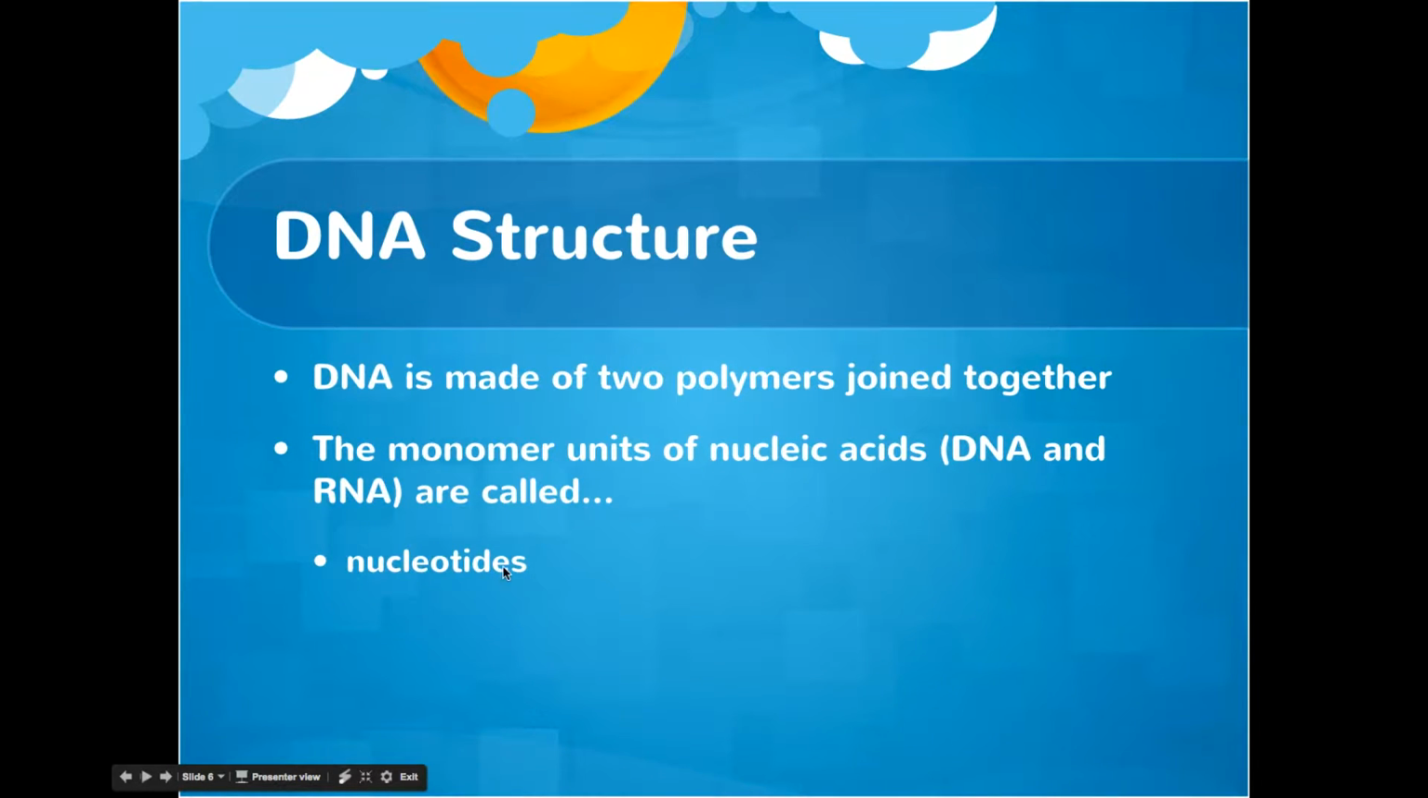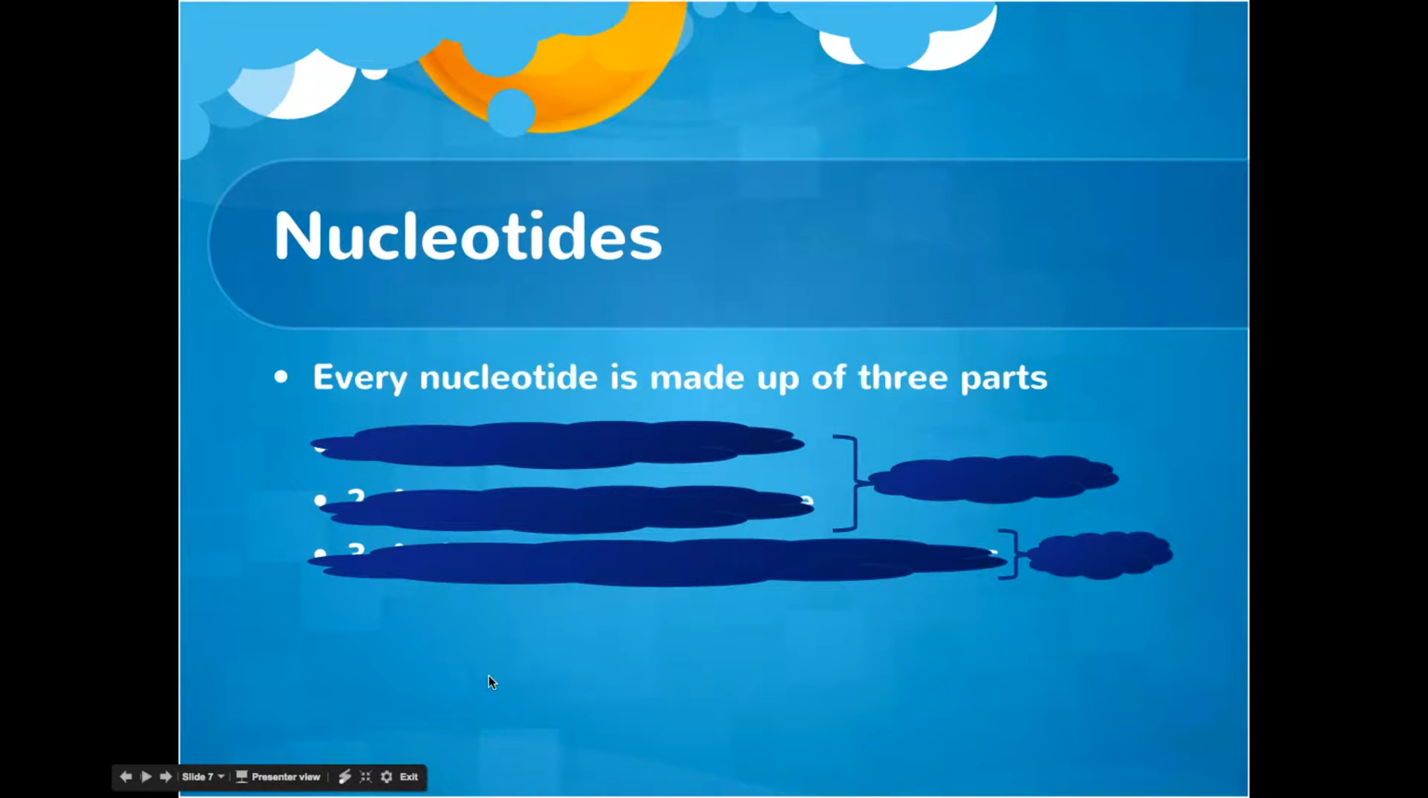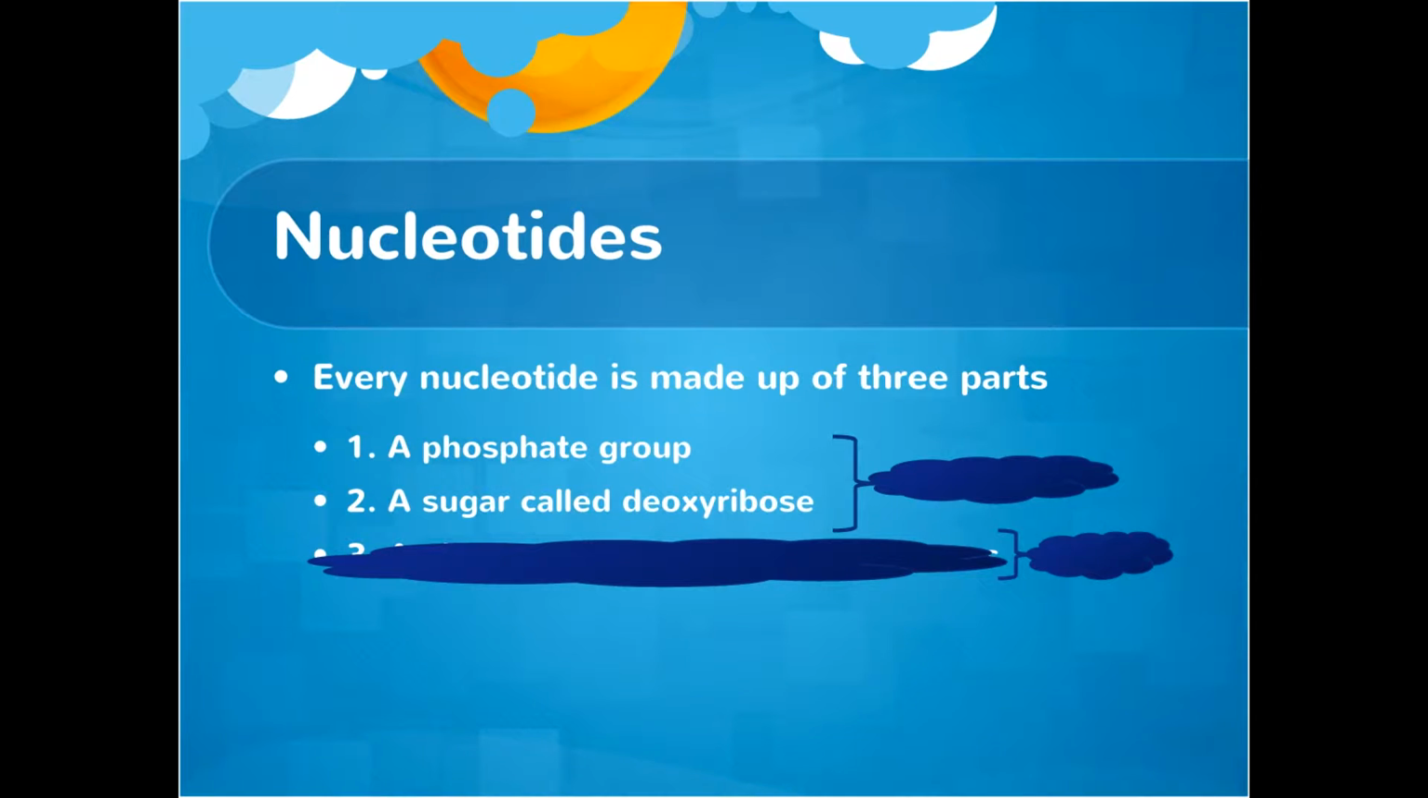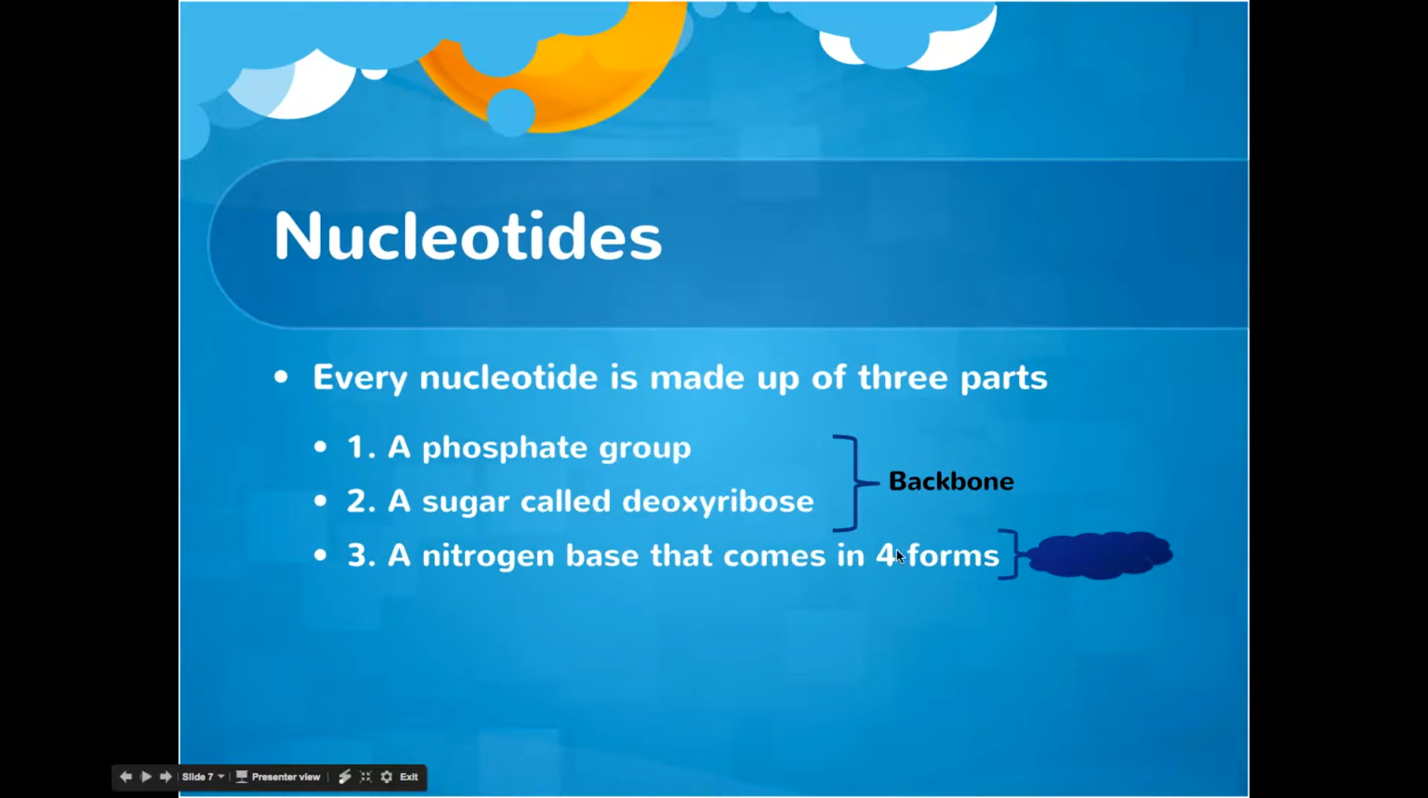So let's spend a minute learning about what a nucleotide is because DNA is made up of many nucleotides joined together. A nucleotide itself is made of three parts, and I'll show you a diagram of this on the next slide. It's made of something called a phosphate group, which is basically three phosphorus molecules put together. It's made of a sugar called deoxyribose, and together we call these the backbone of DNA. And then they also have a nitrogen base, and the nitrogen base comes in four different forms. So this can change from nucleotide to nucleotide. We call that the base. So DNA is made of a backbone and a base, and the base can come in four different forms.